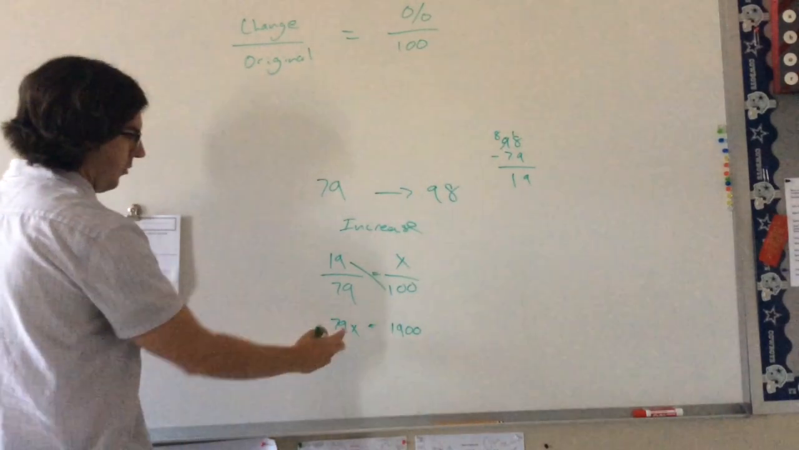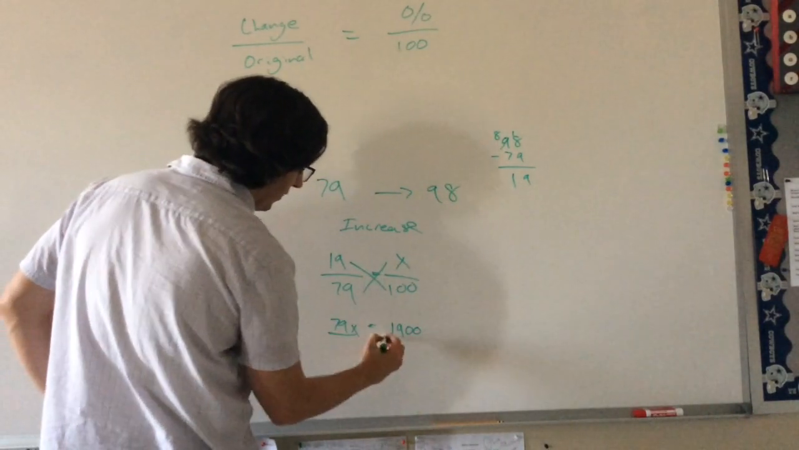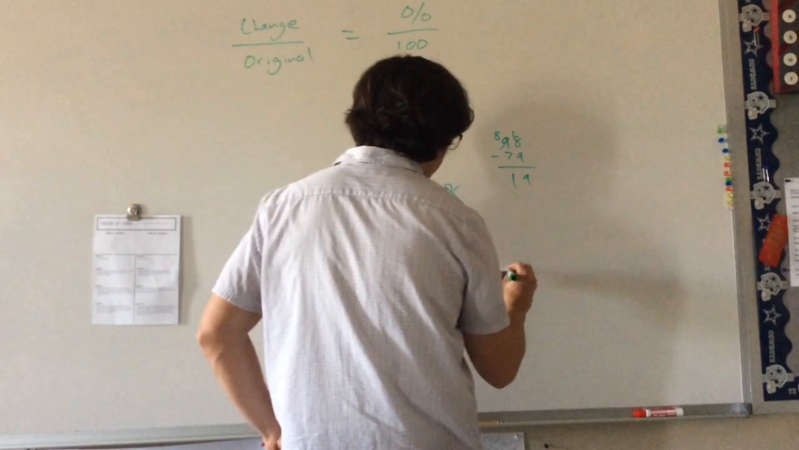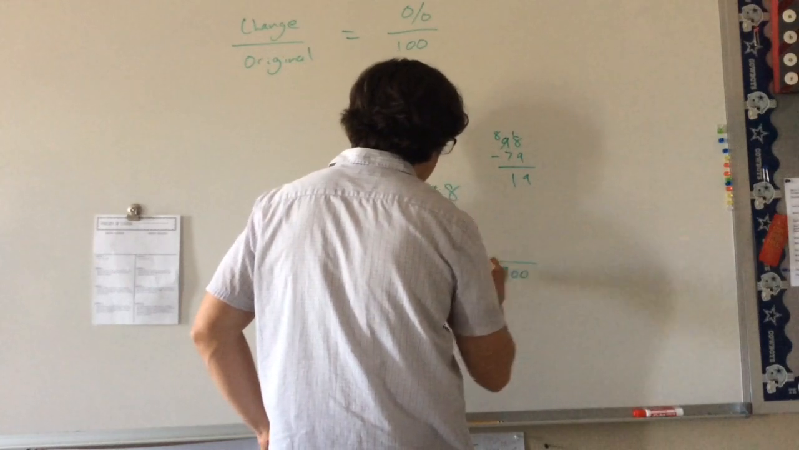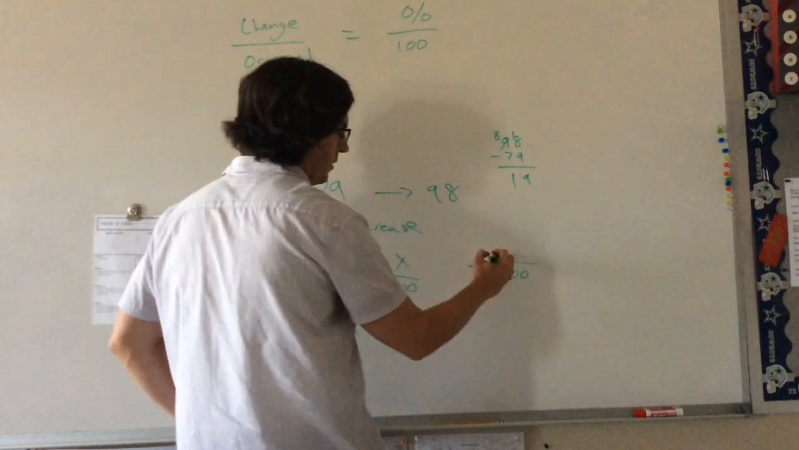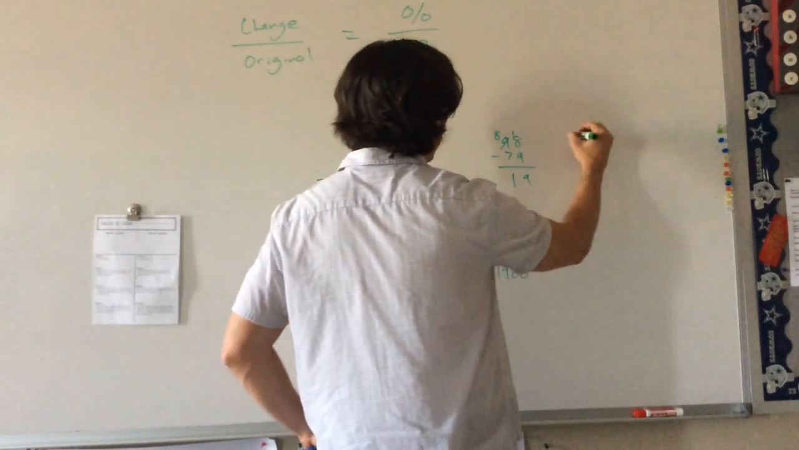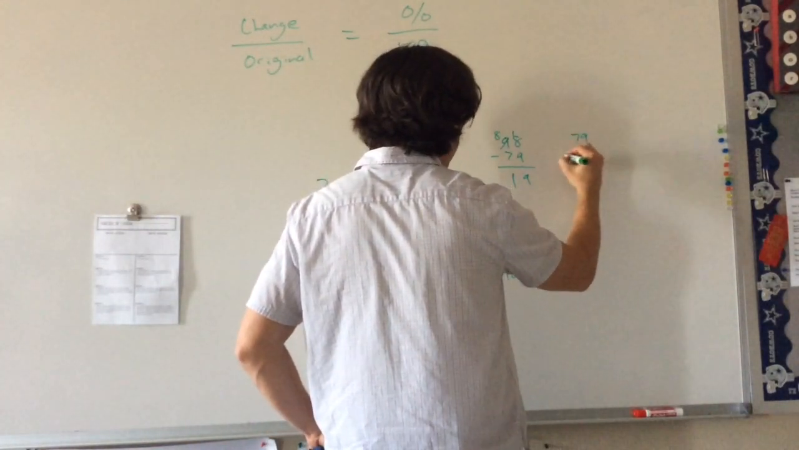Okay, again, my variable's on this side, so I've got to divide both sides by 79. So over here we're going to have 1,900 divided by 79. I don't know how many times 79 goes into 190, so we'll do 79 times 3.